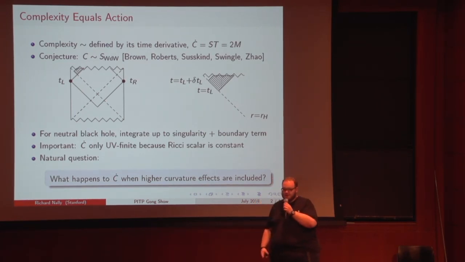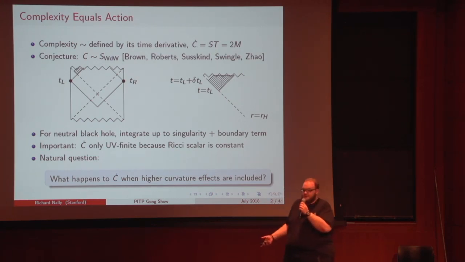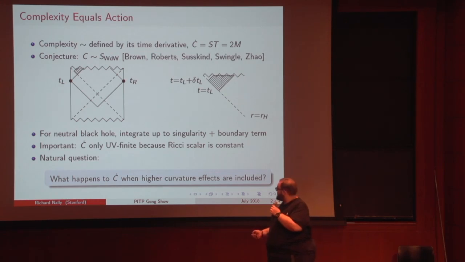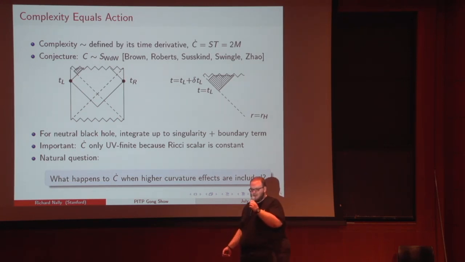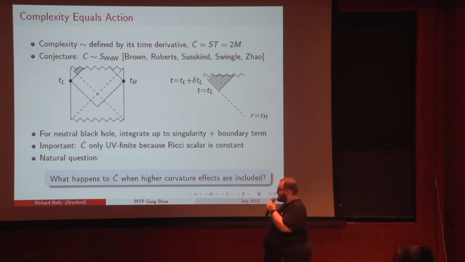In the original complexity equals action paper, for just the Einstein-Hilbert Lagrangian, the reason why this works essentially is that the Ricci scalar of AdS-Schwarzschild is independent of radius, so it doesn't blow up at the singularity. And the volume measure goes to zero, which gives you a finite answer. But we know there are corrections to Einstein gravity, and so one question that I was interested in is what happens with these corrections? Do they change it, and more importantly, does it stay finite?